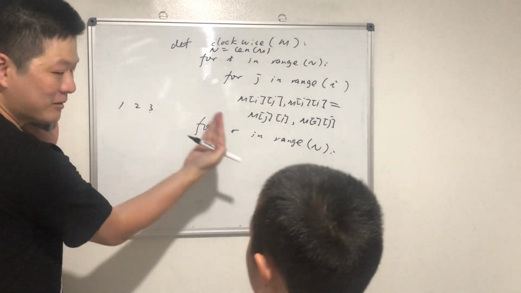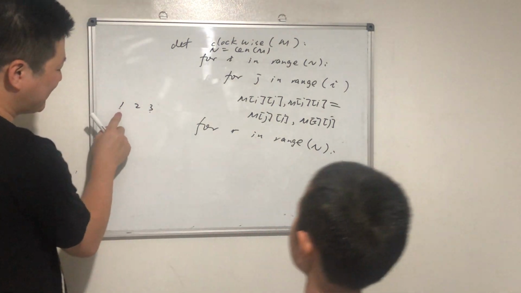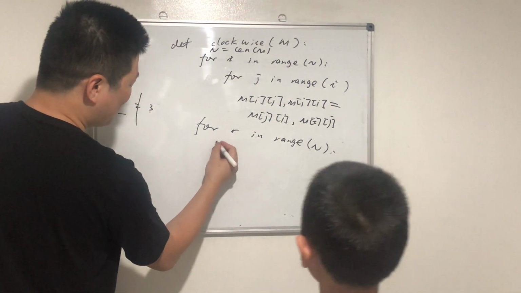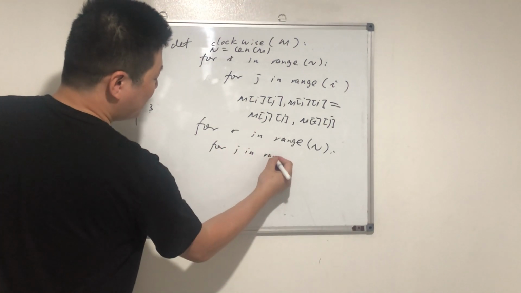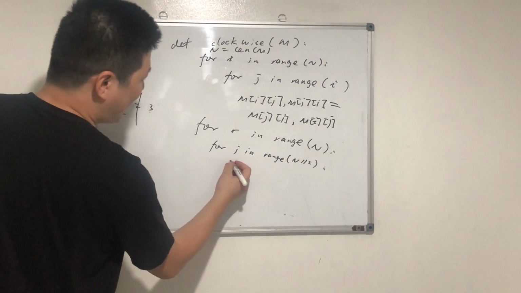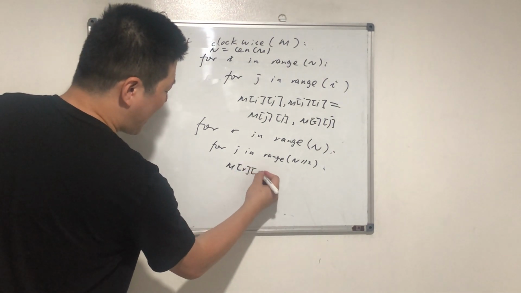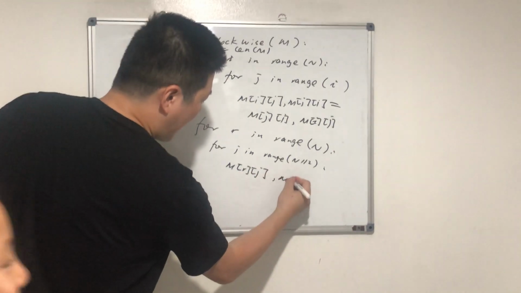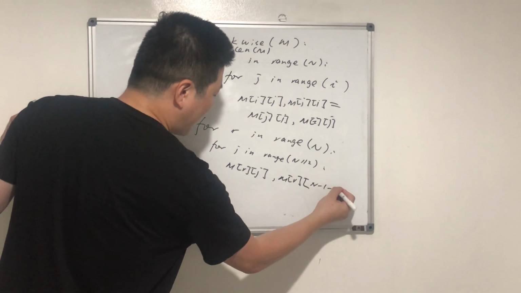I remember, how do we swap? Two pointers. Or we can just go through to the half, yeah? So for j in range n divided by 2, and then look, m[r][j], this is the row, and this index will be m minus 1 minus j, yeah?